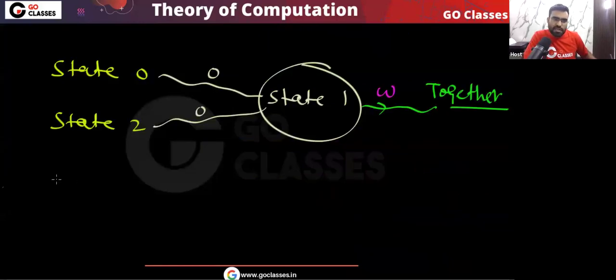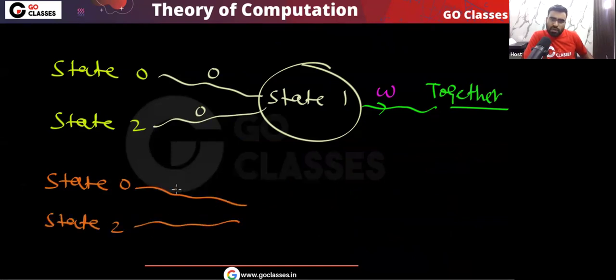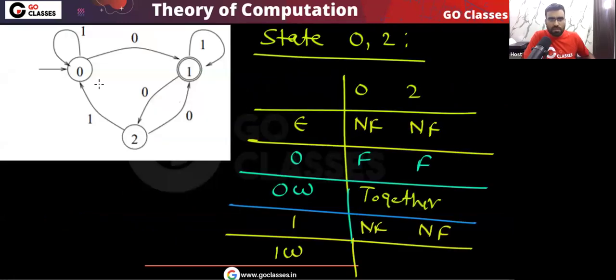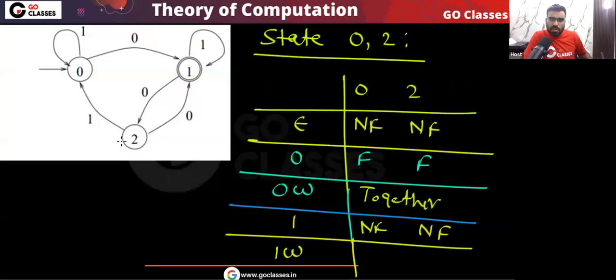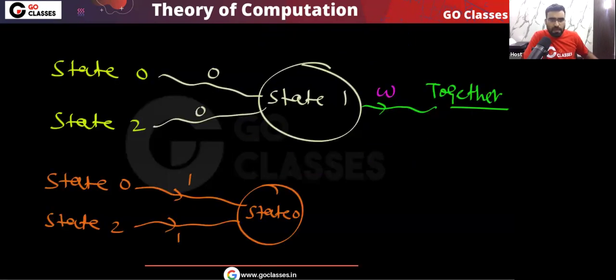Again, you can easily see this state 0 and this state 2. On 1, where are they going? On string 1, both are going to state 0. Yes or no? Can you notice? This is going to state 0, and on 1, this is also going to state 0. Both are going to state 0. Now from here, whatever comes, they will be together.